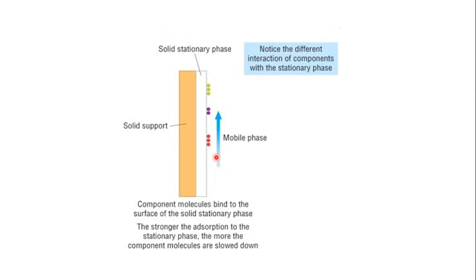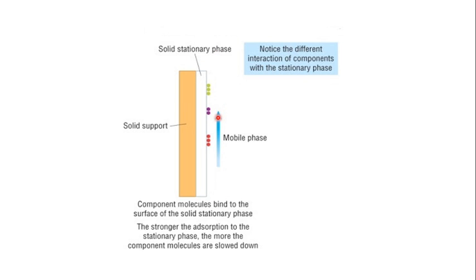If you see these red spots over here, they have a stronger affinity for the stationary phase, so they are moving very slowly on this solid support onto which the stationary phase has been immobilized. This solid support can be a glass, a plate, or a column, and the stationary phase is immobilized over here.